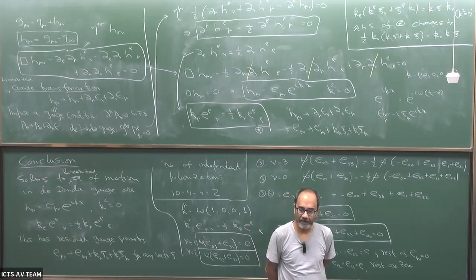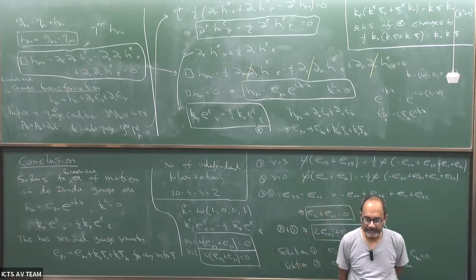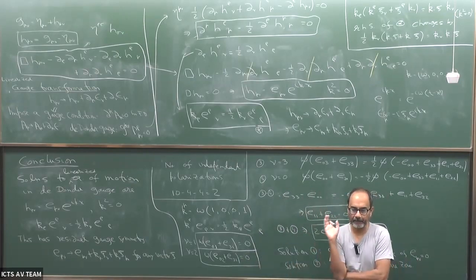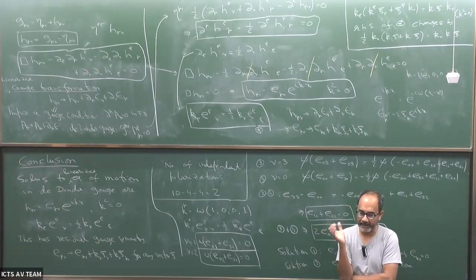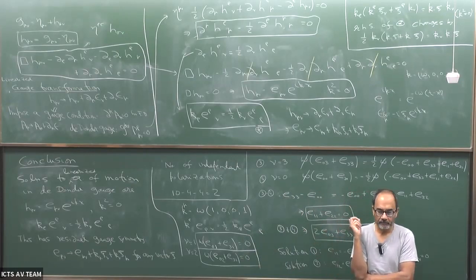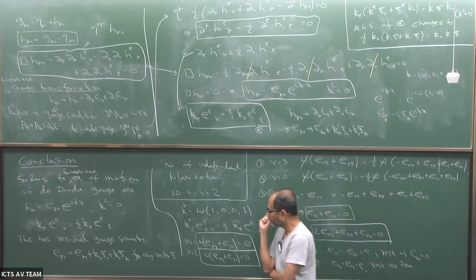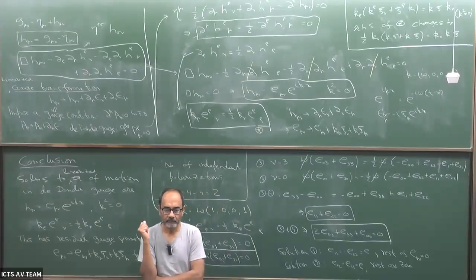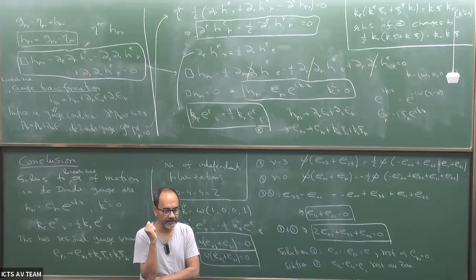In cosmology, for example, we will see that these modes are important. You have to keep track of these modes. Not that they do very much, but you have to keep track of them. You cannot just set them equal to 0, then you will run into inconsistency. Other questions?